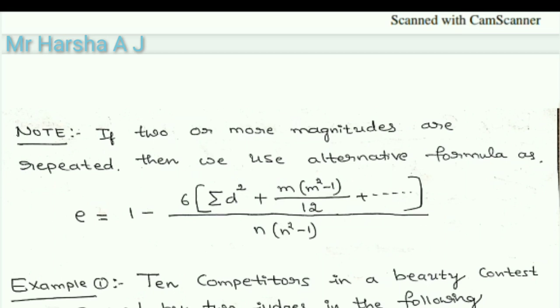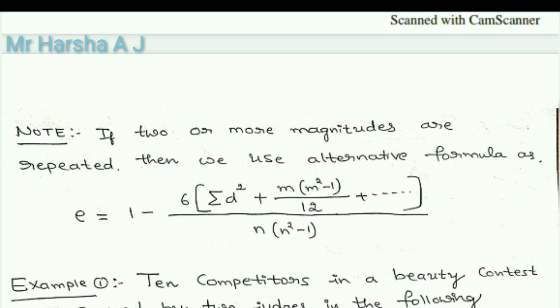Now what is the difference between the last formula and this? It is exactly the same. The only difference is in the second term, where I added m into m square minus 1 by 12 plus so on. What is that so on? It means the term m into m square minus 1 by 12 can be written twice, thrice or four times depending on the problem. Okay, I will explain that in the problem. For the time being, don't worry, just remember the formula. How to find m, that also I will tell in the problem section. That is actually called the correction factor. So just remember these two formulas. If values are not repeating, the main formula. If they are repeating, this one with the additional factor.